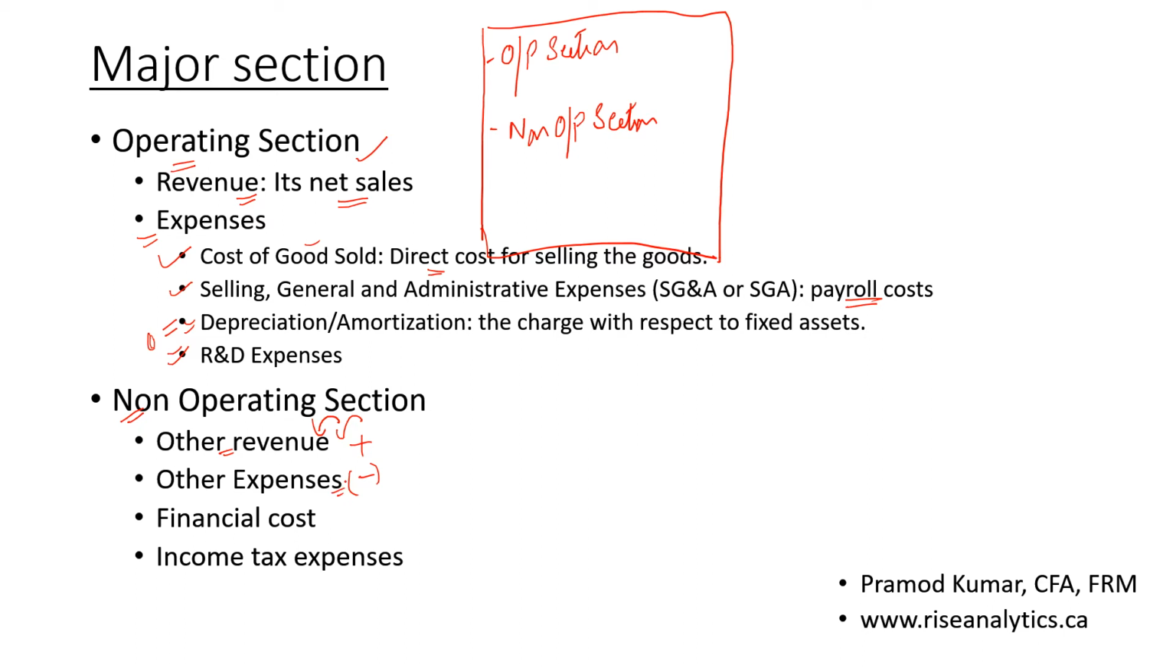You can also think of getting some loans, those financial costs, right, or the income tax expenses. So pretty much these expenses are more here, but maybe the income is a little bit less. So that's the non-operating side. Mostly you'll see the expenses on this side.